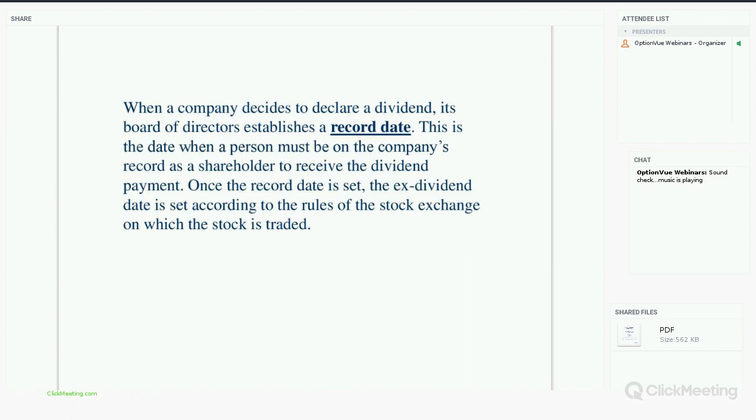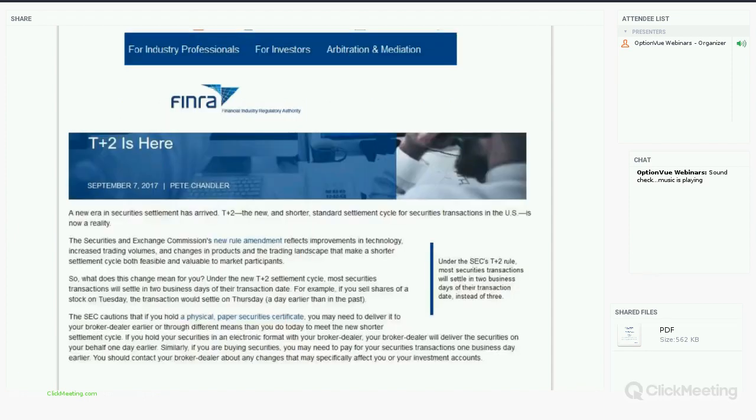All right, once the record date is set, the ex-dividend date is set then, according to the rules of the stock exchange on which the stock is traded. Now, interestingly, that's changed this last year. So let's go take a look at this. Just as that's changed just this year in terms of the exchanges and the rules that they use.